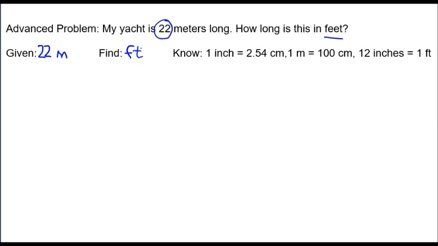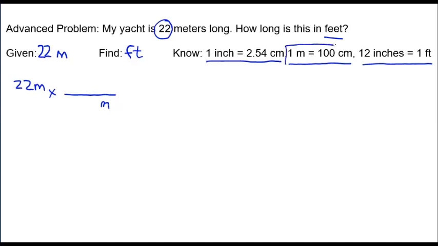We are provided some length conversions. We are given that 1 inch is the same as 2.54 centimeters. We're told 1 meter is exactly 100 centimeters. And hopefully we know that 12 inches is the same thing as 1 foot. So let's go ahead and get started. We have 22 meters. And we need to cancel out the meters unit. So we'll slide meters on down. If we look across at our conversion factors, here we have 1 meter is the same thing as 100 centimeters.